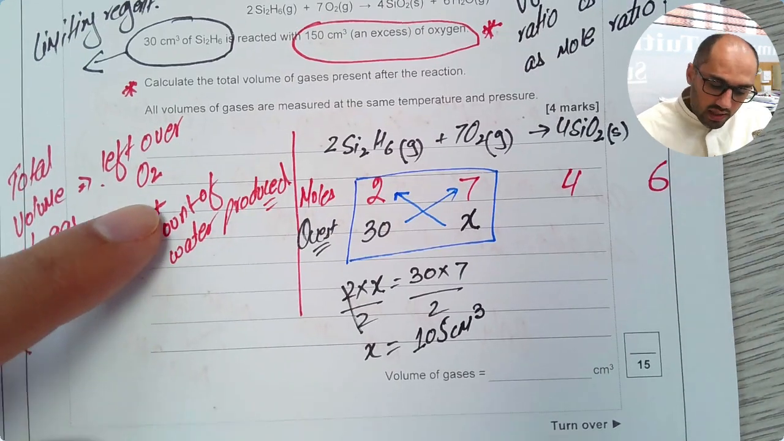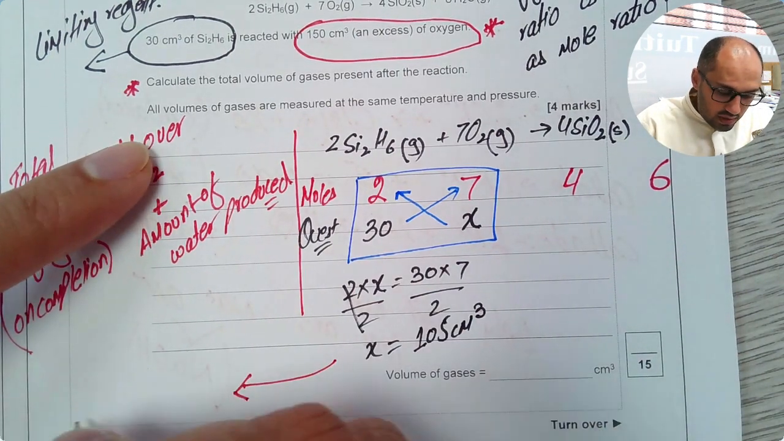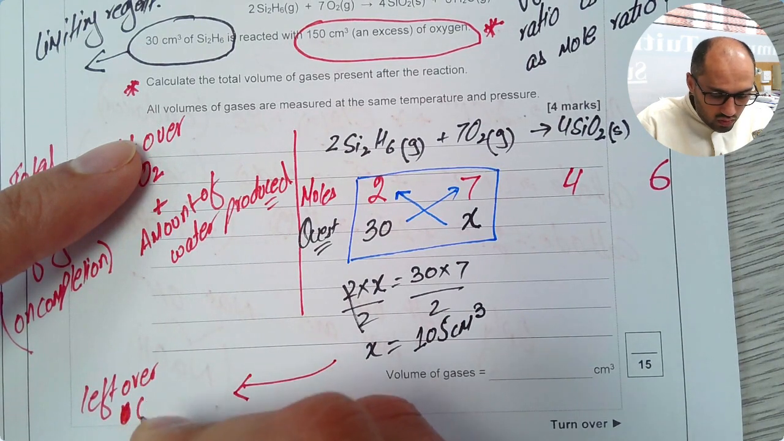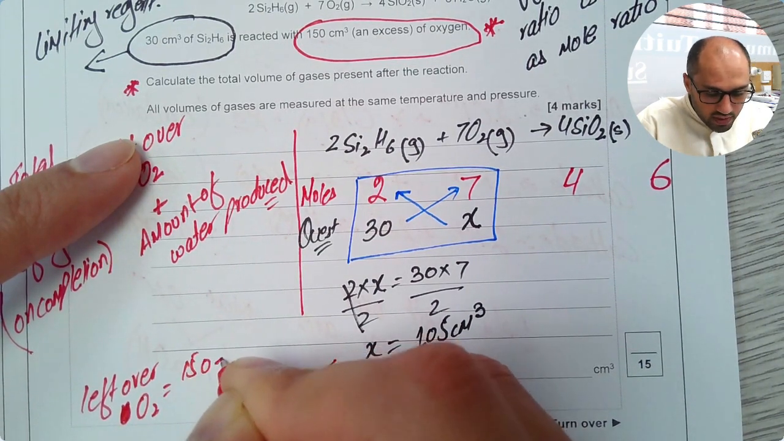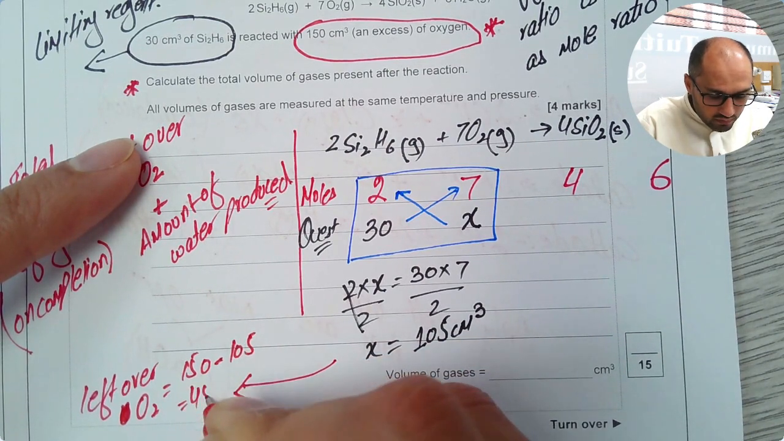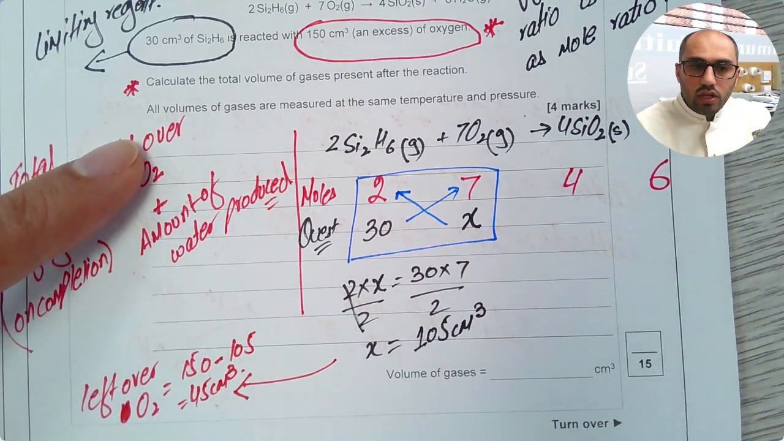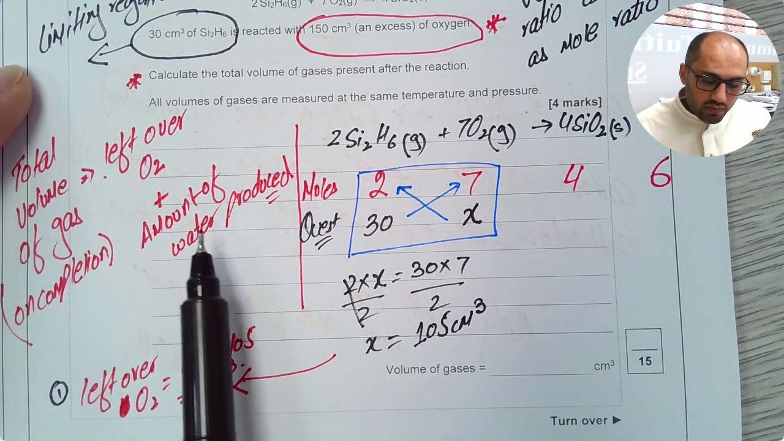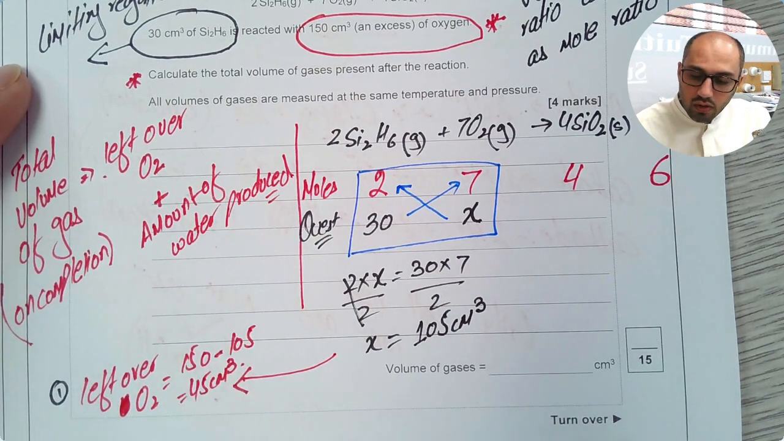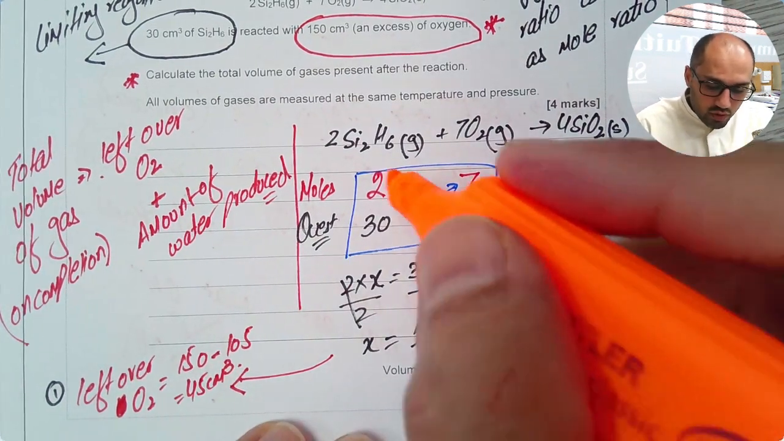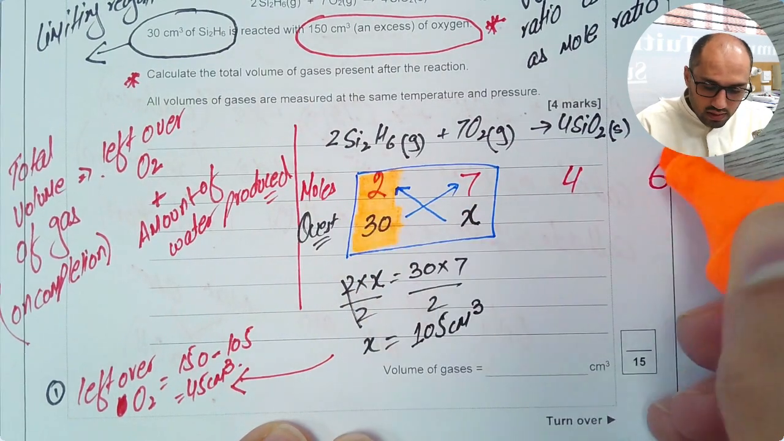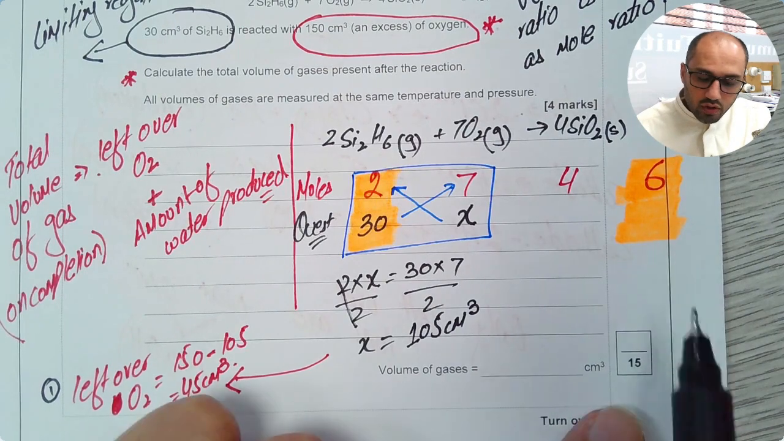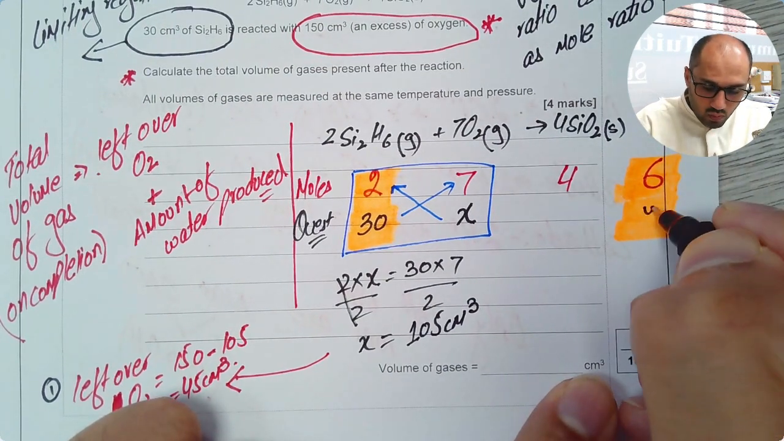So this tells us that this is the amount of oxygen that will react with 30 centimeter cube. So from here I can work out the leftover O2: 150 minus 105, and that leaves me with 45 centimeter cube. So I've done the first part. Now the next bit is we need to figure out the amount of water produced. For this I'm going to use this and this section. The amount of water produced we do not know, so I can call that Y.